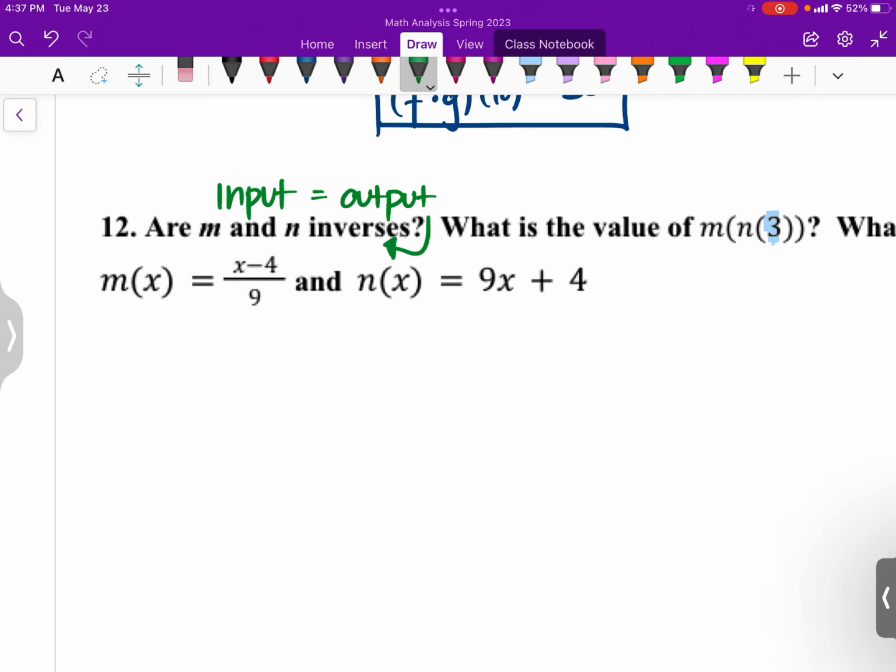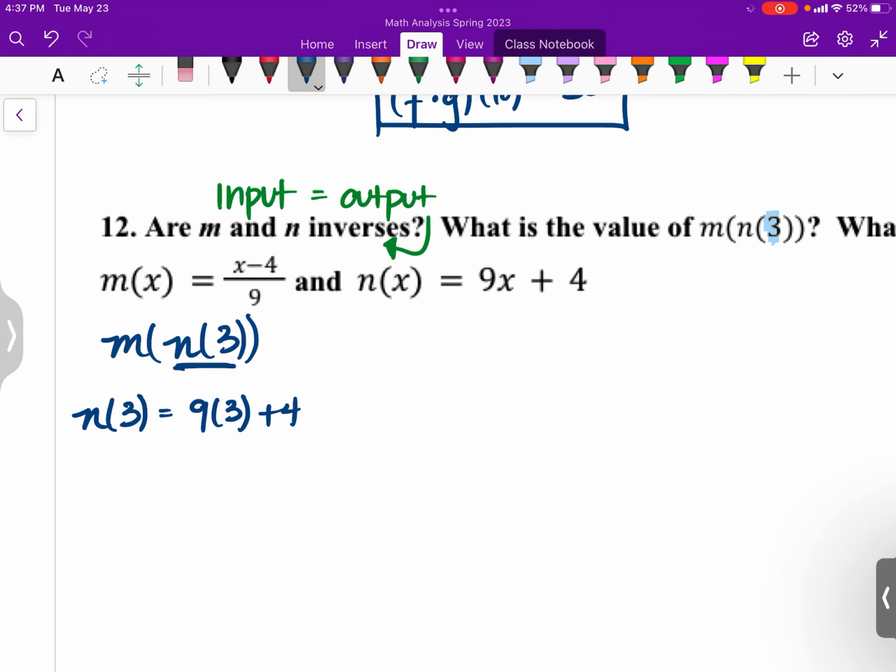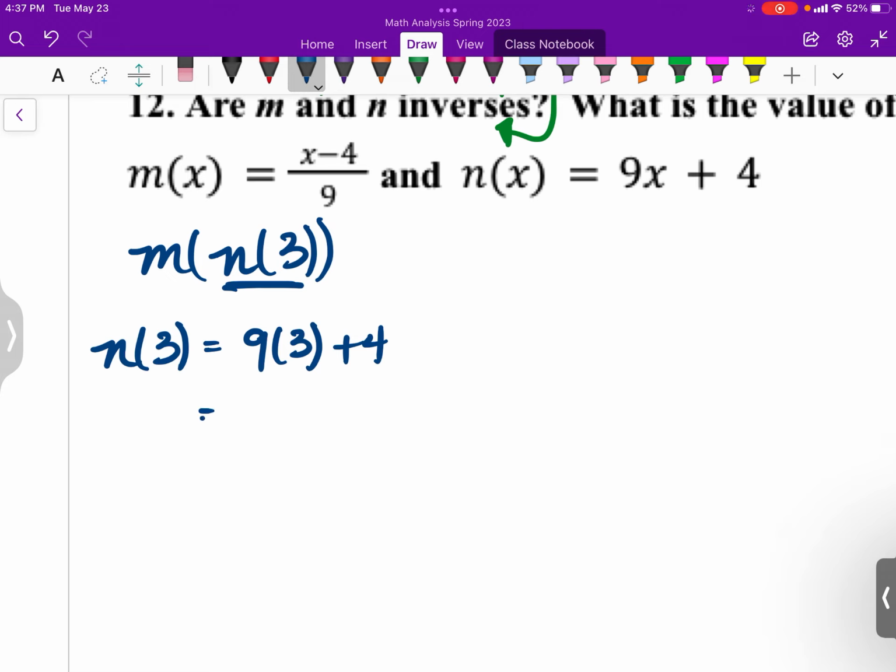All right. So let's start off with that one. I have m of n of 3. So we're starting off with n of 3. So n of 3 equals 9 times 3 plus 4. Now, 9 times 3 is 27. 27 plus 4 is going to be 31.